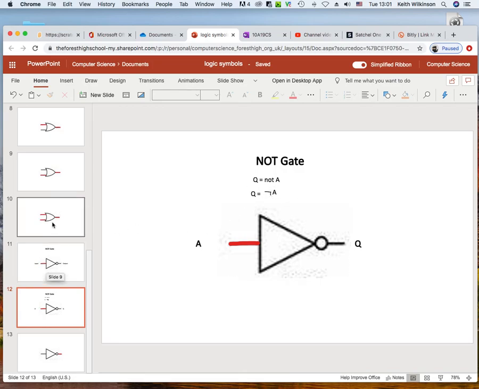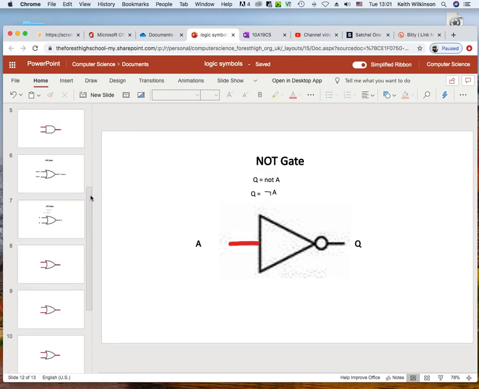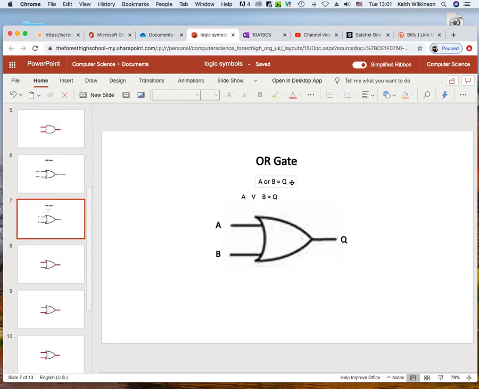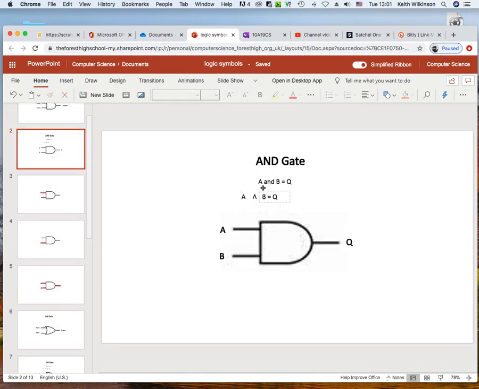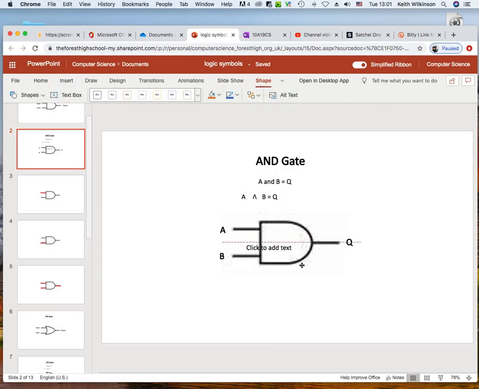Let's take a look at the OR gate just as a refresh. The OR gate was A OR B, and this is A OR B. Notice that we've got the V in the normal position, and for the AND gate we've got A AND B, and A with an upside down V, B equals Q. So that is the Boolean algebra. Let me just write that down for you. It's called Boolean algebra.